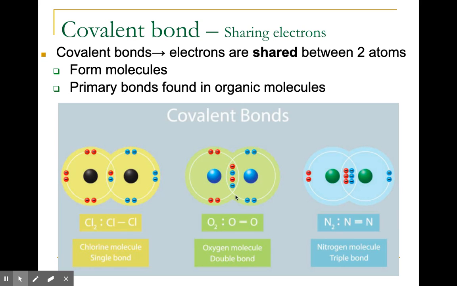Same thing with our oxygen. Our oxygen is going to share its valence electrons in order to be full and happy. And then nitrogen is also going to share it. The difference between chlorine, oxygen, and nitrogen here is the number of bonds that it has to make in order to fill its valence shell. So for chlorine, we only need a single bond because it only needs 1 valence electron. If we look at oxygen, oxygen needs 2 more valence electrons, so it needs to make a double bond. And if you look at nitrogen, nitrogen needs 3 valence electrons, so it needs to make a triple bond.